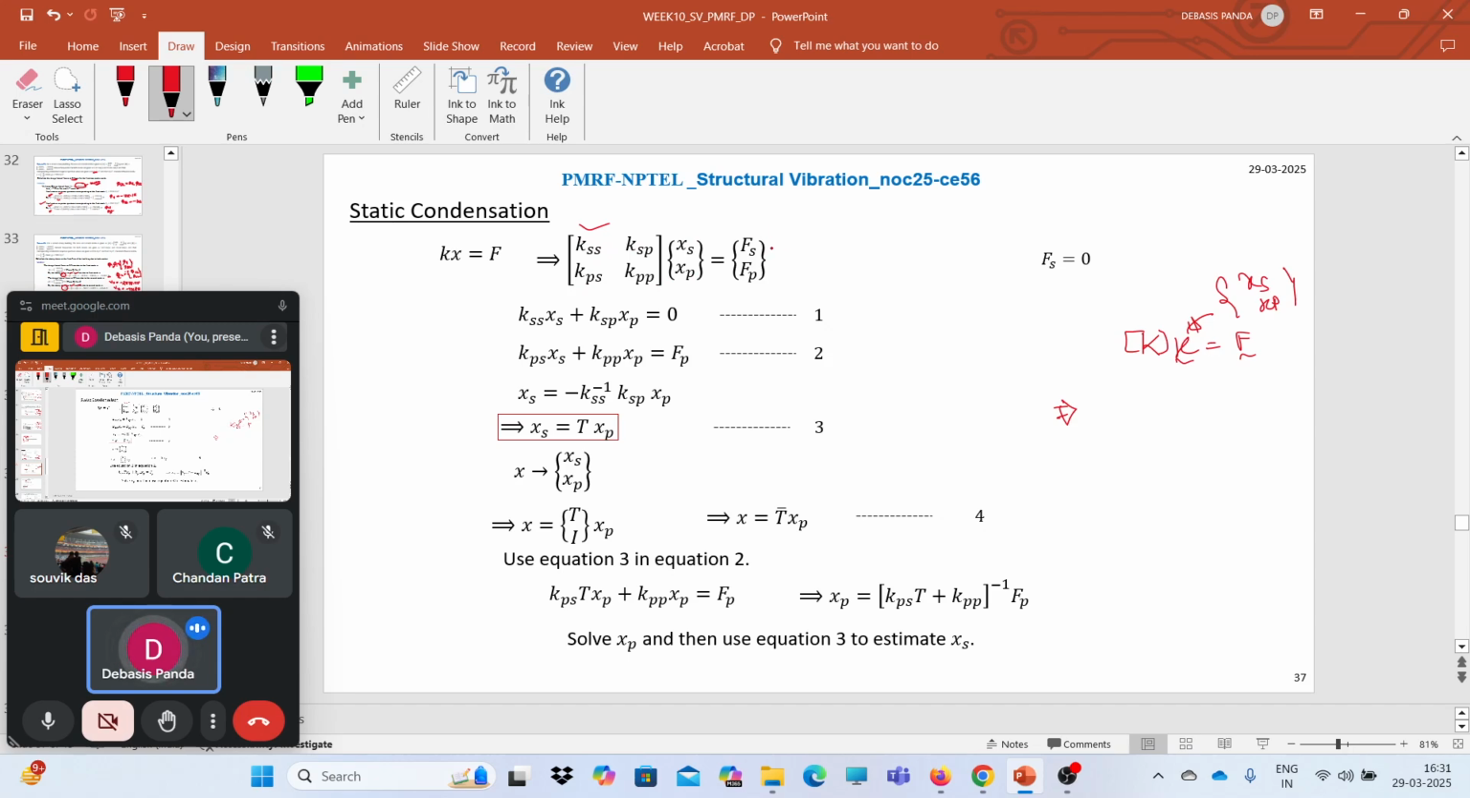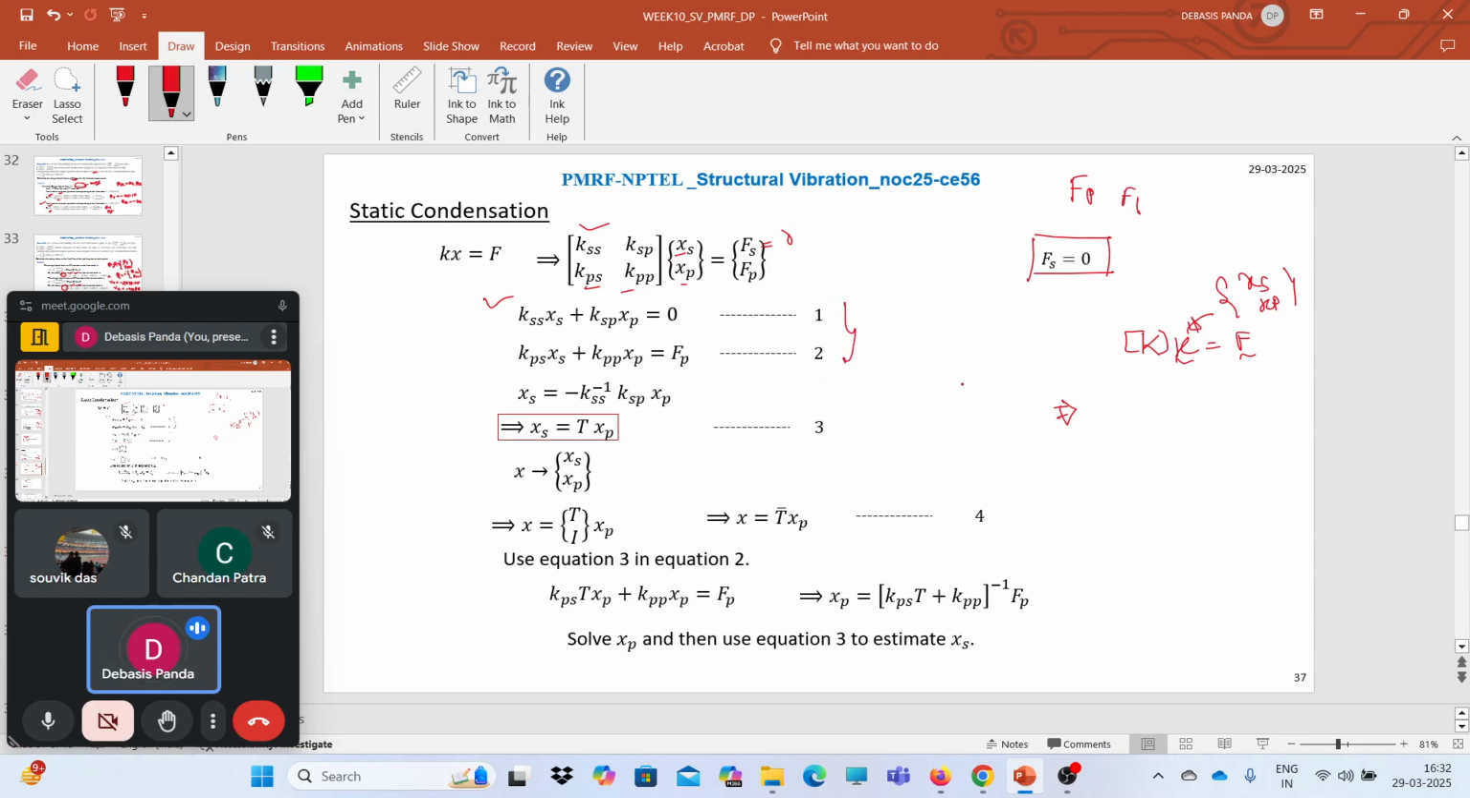Also we have categorized the forces acting on each degree of freedom, so we have the primary force and the secondary force. For now the secondary force is considered as 0. Now if we break it into equations, we have KSS into XS plus KSP into XP is equal to 0, and KPS into XS plus KPP into XP is equal to FP.